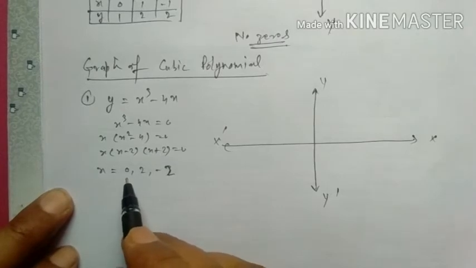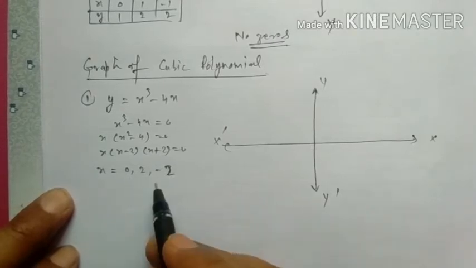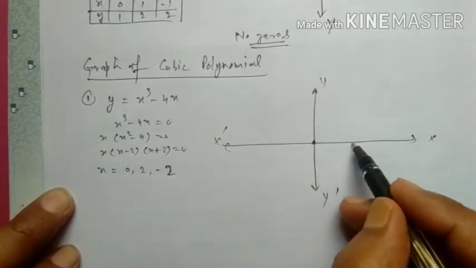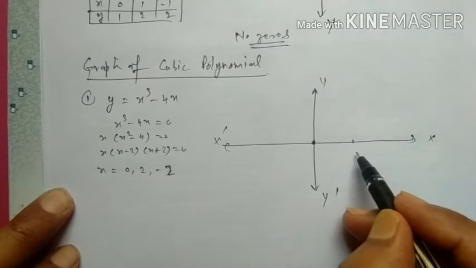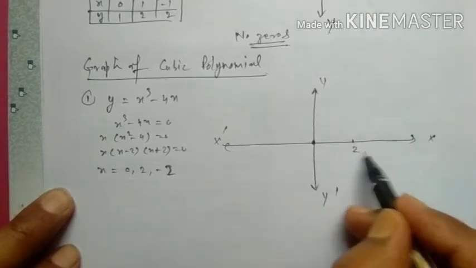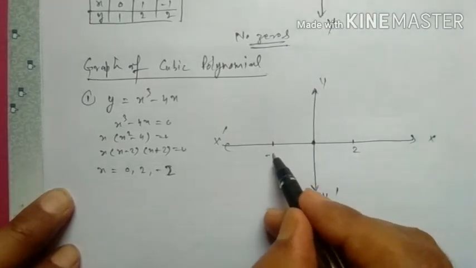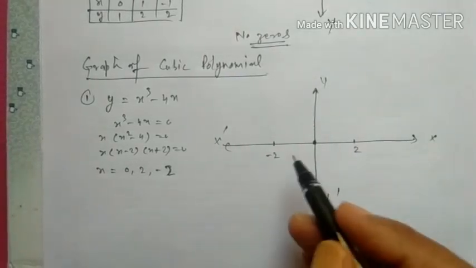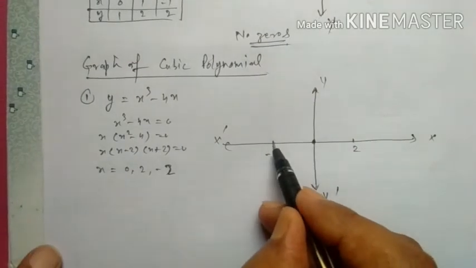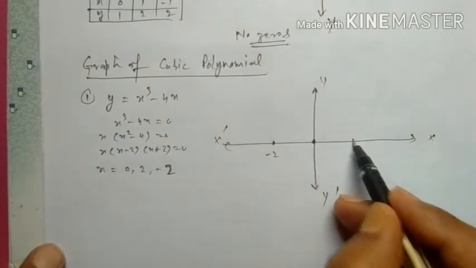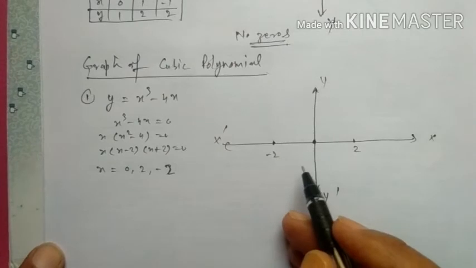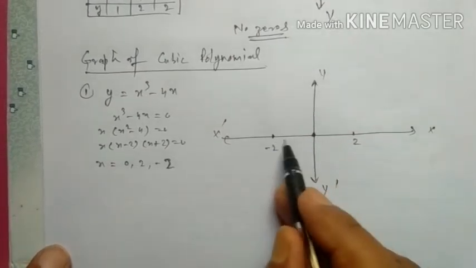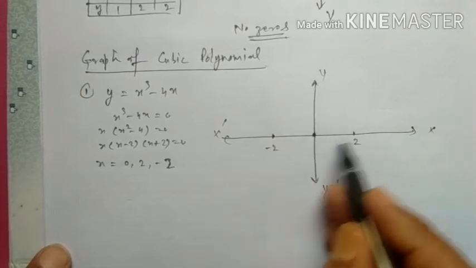There are 3 zeros: 0, 2 and minus 2. So the graph cuts the x-axis at minus 2, 0 and plus 2. Now take some points between these 2 points and between these 2 points.